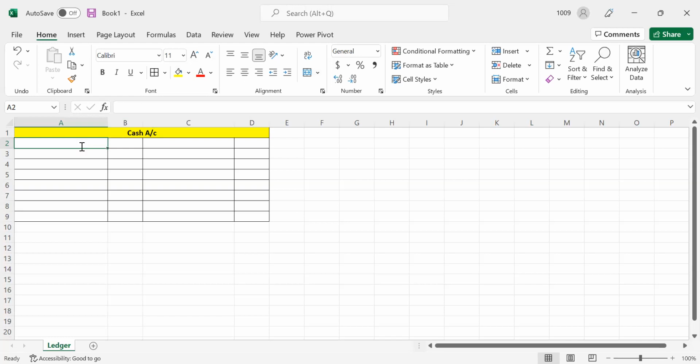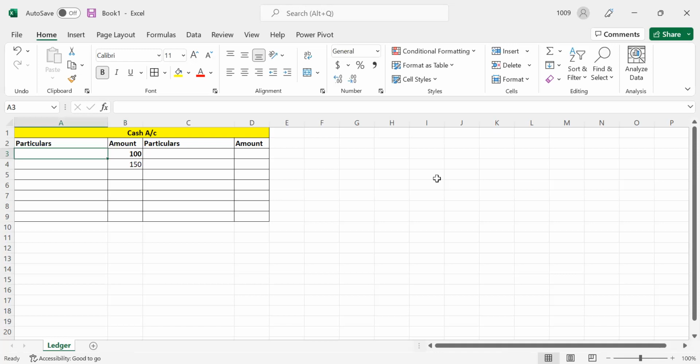Here I'm going to write Particulars, Amount, and again Particulars and Amount. I'm just copying and pasting over here and making all these 4 bold. For example, here I'm going to write 100, and here I'm going to write 150.